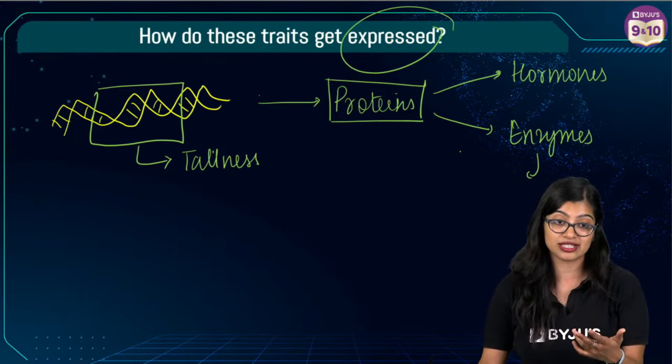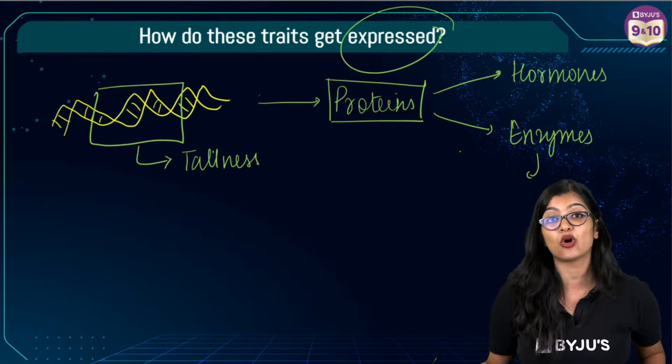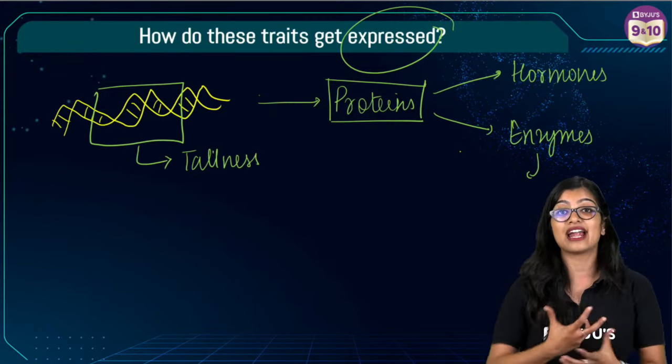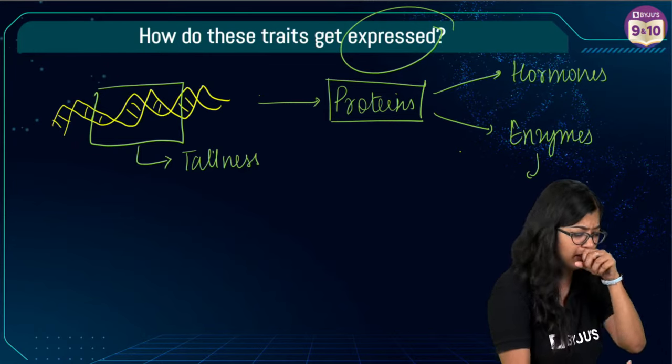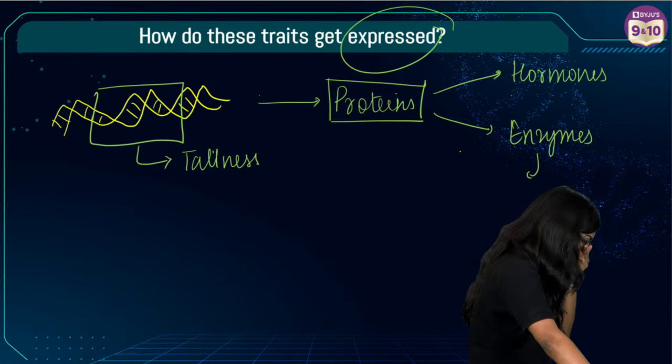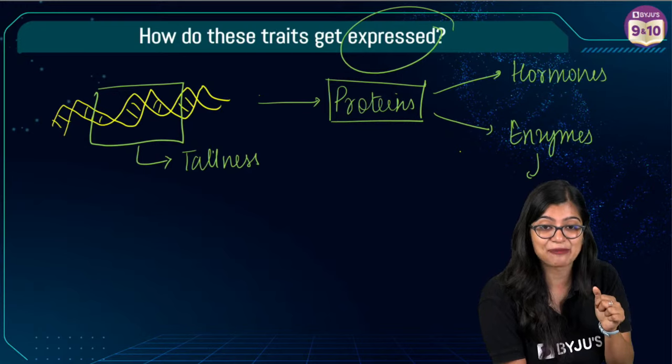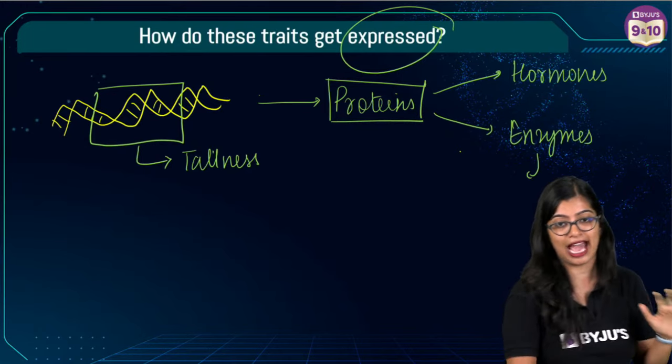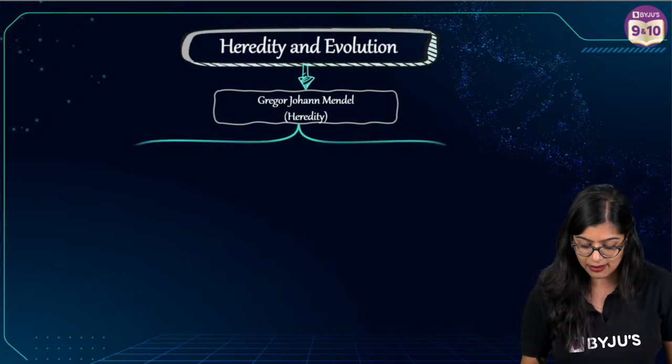So technically, what is a gene? Very good, Aisha. It's a code. It codes for a certain set of proteins that, when expressed, will give rise to certain specific characters. So are we all clear with this part?